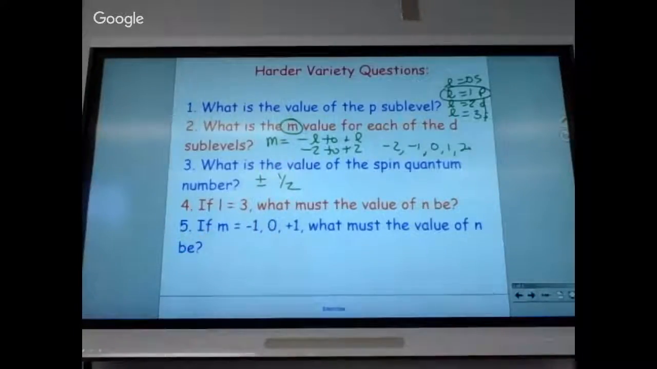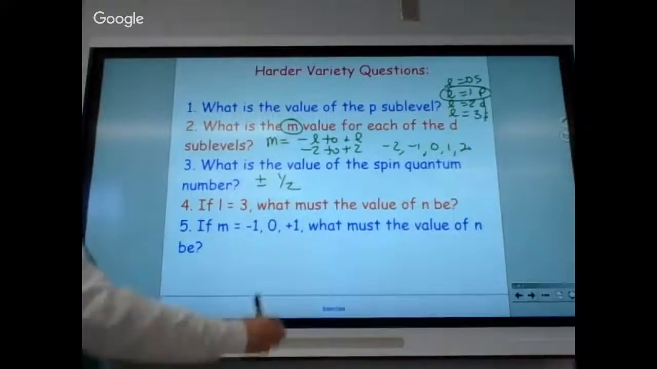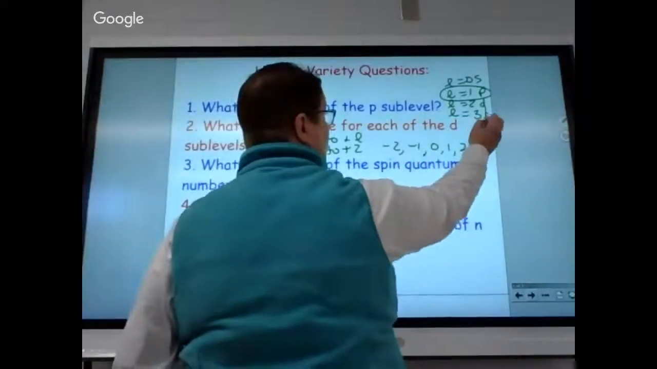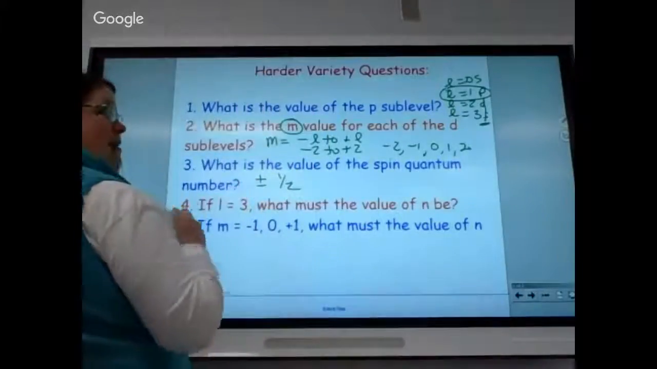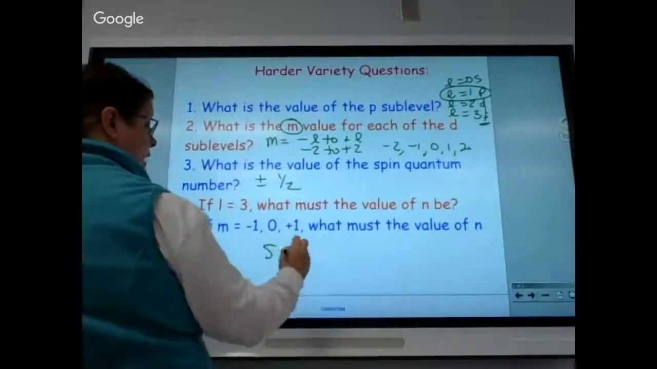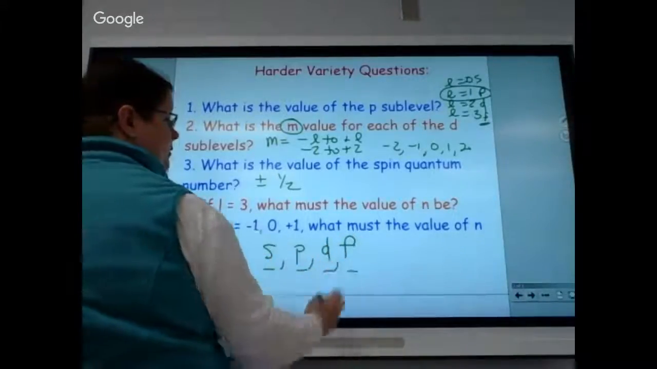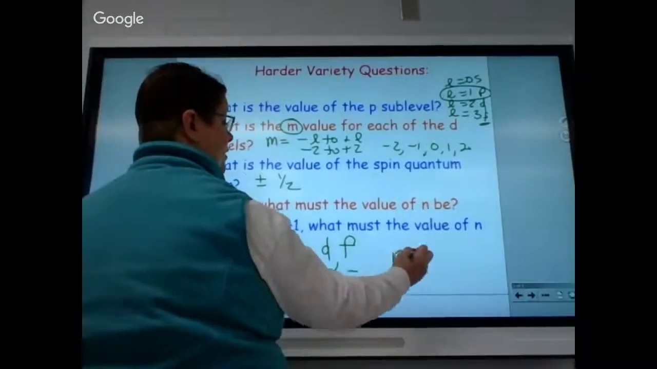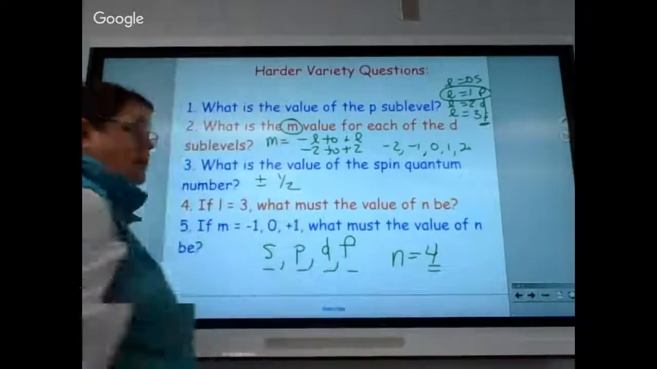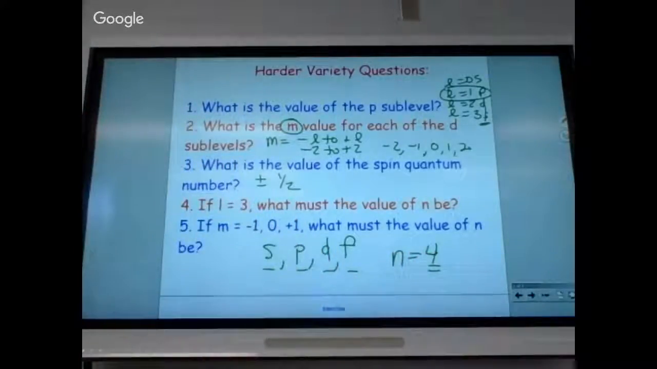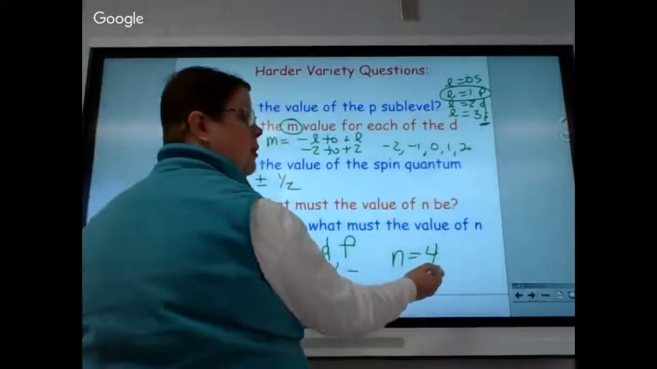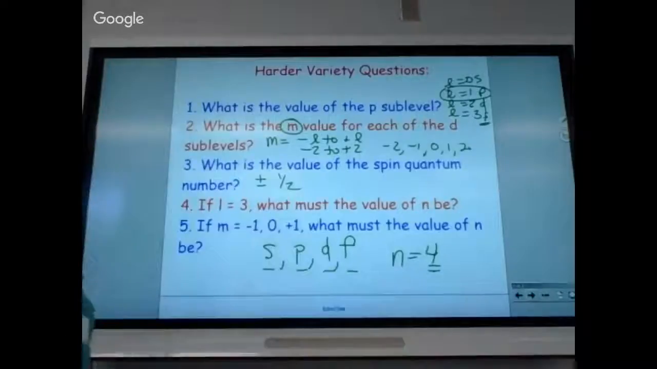All right, now, if L equals 3, what's N got to be? Several of you have come up with that. If L equals 3, what sublevel are we? In order to have an F, S, P, D, F. How many sublevels is that? You've got to have a 4th energy level to have 4 sublevels. You cannot have 4 sublevels unless you have how many energy levels? 4.